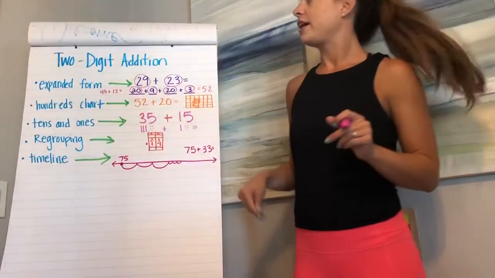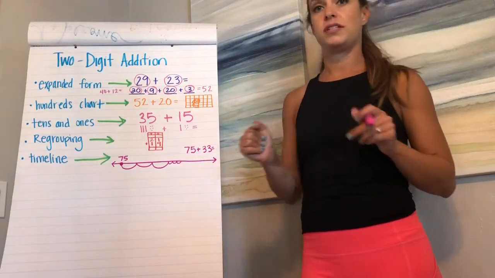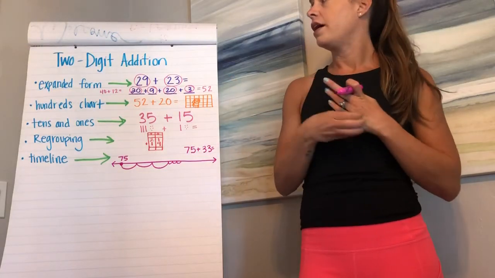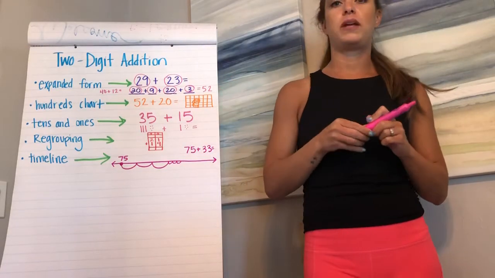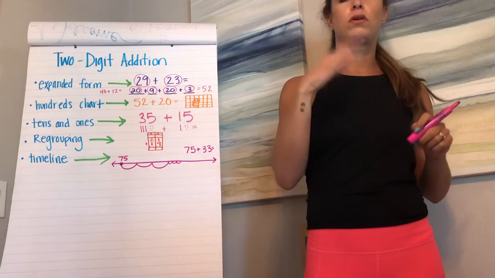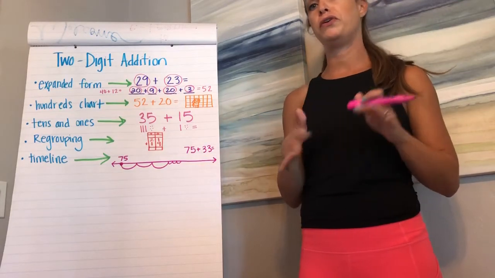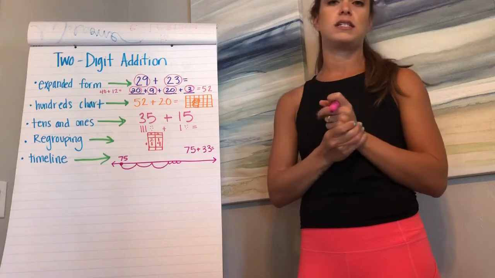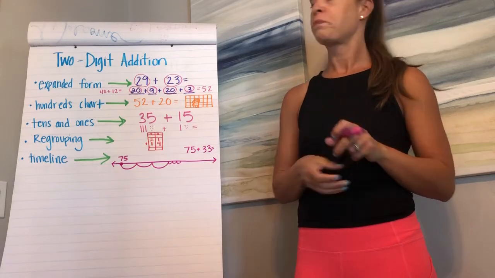All right, friends, we are going to be practicing two-digit addition strategies and skills. The first one that we're going to go over is expanded form. We've gone over all of these before, so it's mostly going to just be a review, reteaching, and you can practice some problems on paper.